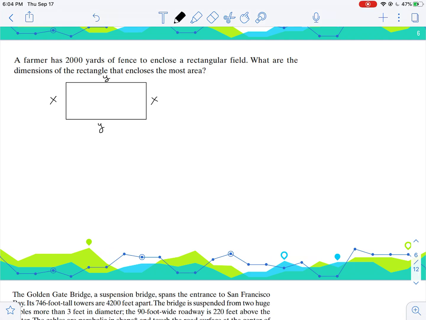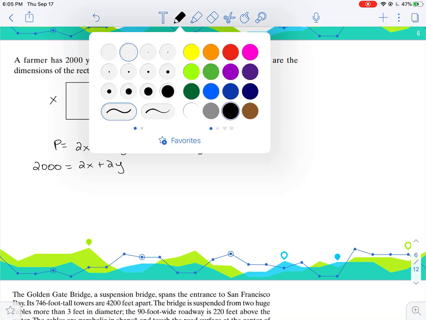I don't know what the side lengths are, so I'm going to call them x and y. And I know that the perimeter of my rectangle would be 2x plus 2y, because it's x plus y plus x plus y. And since he has 2,000 yards of fence, the perimeter is going to be 2,000 equals 2x plus 2y. What he wants is to maximize the area. Well, the area of that rectangle is going to be x times y, and I'm trying to maximize this.